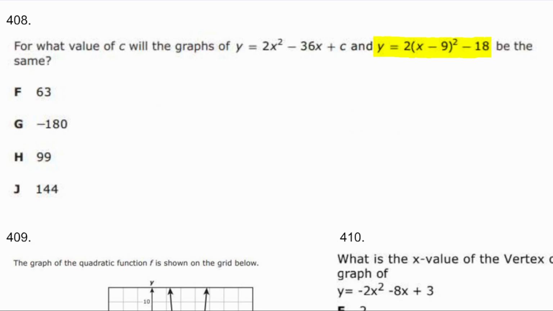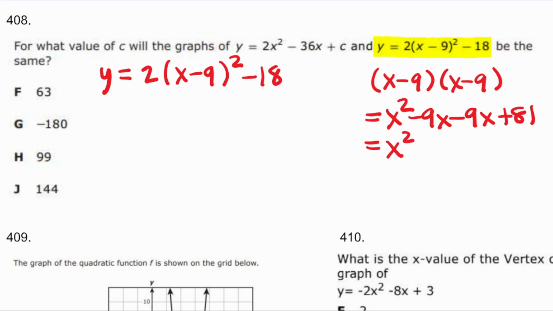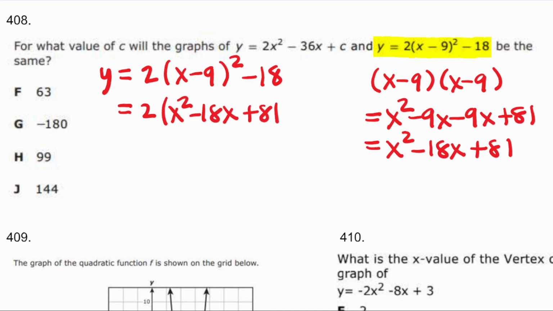So I'm going to go over here and say, all right, y equals 2 times x minus 9 squared minus 18. I'm just going to work on that. Well, x minus 9 times x minus 9 is going to equal x squared minus 9x minus another 9x plus 81. So it's x squared minus 18x plus 81. So I'm just going to say that this is 2 times x squared minus 18x plus 81 minus 18.